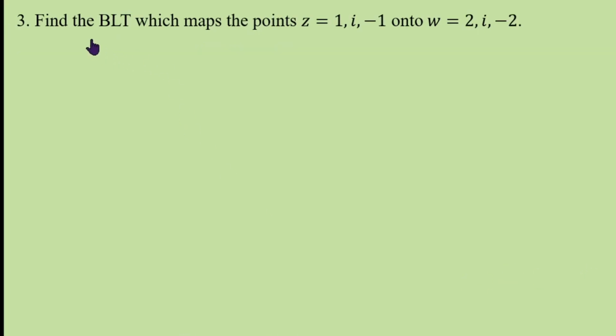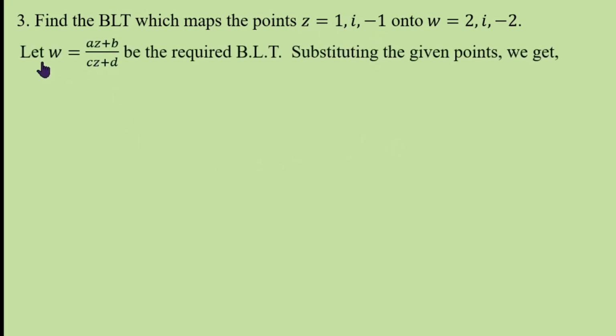Okay, one more example. Next one, find the bilinear transformation which maps the points Z equal to 1, i and -1 onto W equal to 2, i and -2. When W is 2, Z is 1. When W is i, Z is i. When W is -2, Z is -1.